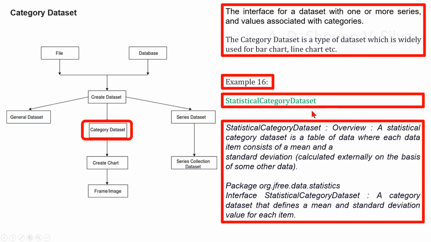Overview in StatisticalCategoryDataset. A statistical category dataset is a table of data where each data item consists of a mean and a standard deviation calculated externally on the basis of some other data. Interface StatisticalCategoryDataset in package org.jfree.data.statistics, a category dataset that defines a mean and standard deviation value for each item. This interface is an extension of the CategoryDataset interface.